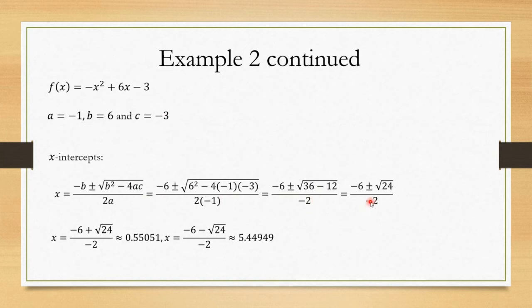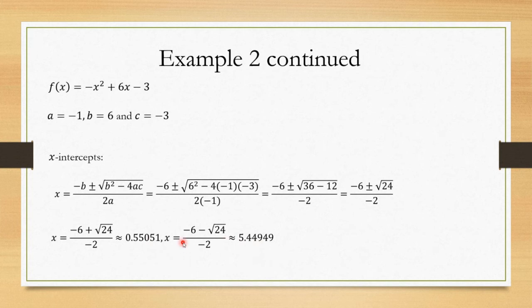And so again, we have 2 solutions here. Namely, negative 6 plus the square root of 24 over negative 2, and negative 6 minus the square root of 24 over negative 2. And of course, you could do this in your calculator. This 24 is not a perfect square, so its square root is not a great decimal. That's why I'm using decimals here.